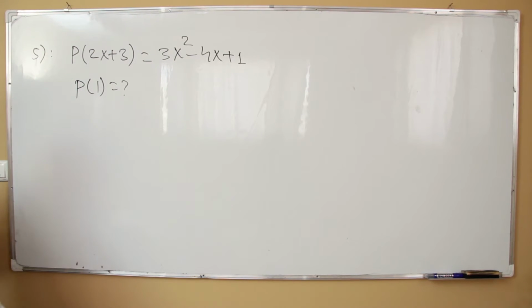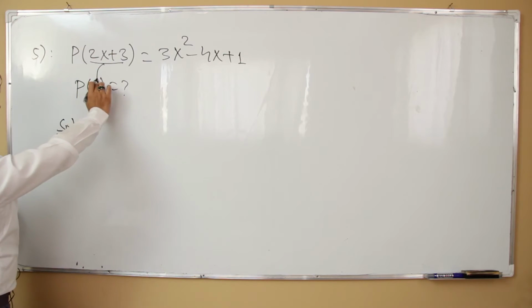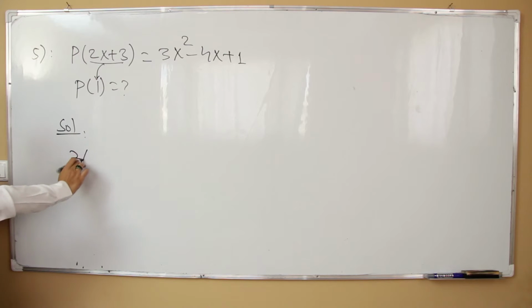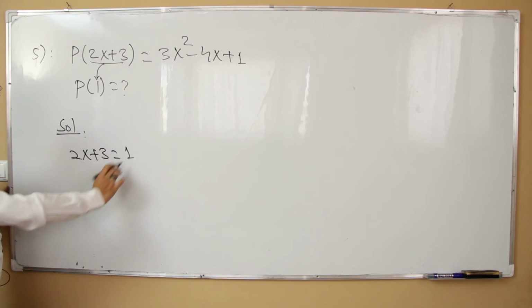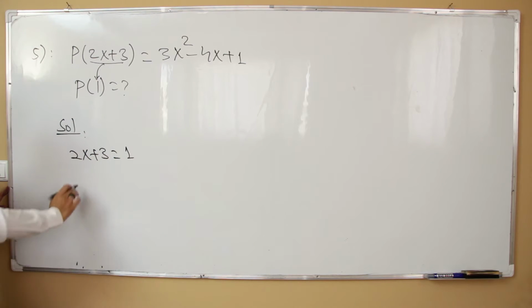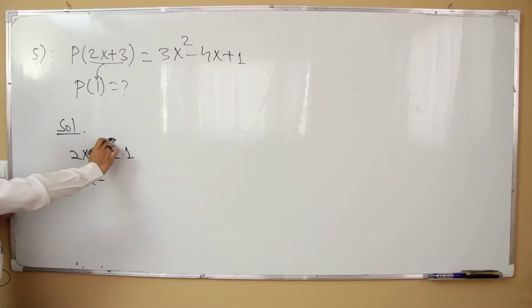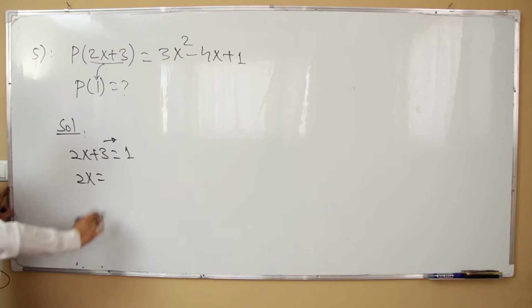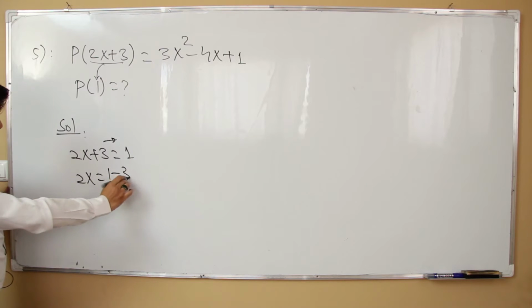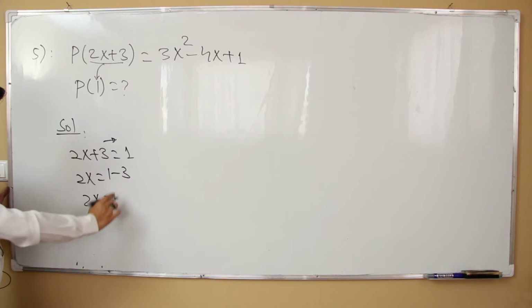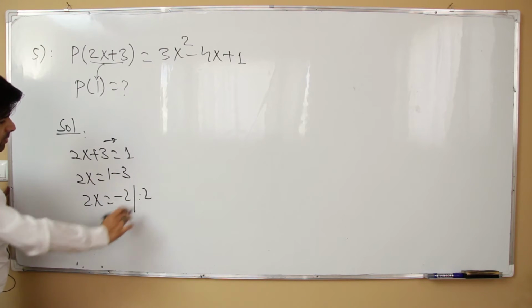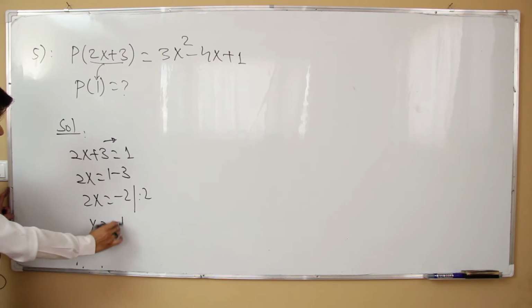Question number 5. P(2x plus 3) is 3x squared minus 4x plus 1. Now P(1) is? How can you solve? I think try to equate this bracket with 1. So 2x plus 3 is equal to 1, and solve it for x. Then you will put 3 to the right side, it is 1 minus 3. Then 2x is 1 minus 3, it's minus 2. Divide both sides by 2. So x is minus 1.